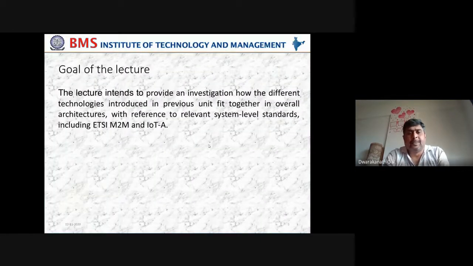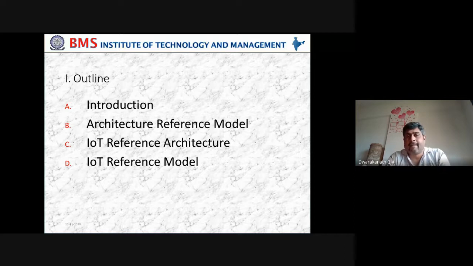Okay, coming over here, we'll discuss these two architectures in detail in this unit. What are the things we are going to discuss? First is an introduction, then the architecture reference model, and then the IoT reference architecture, or IoT reference model. It's a small unit. Both the fourth and fifth units are small units which can be completed within the stipulated time, not an issue, unlike the second and third units.